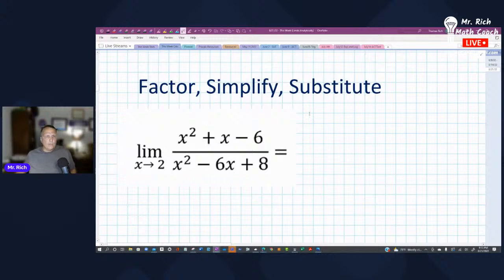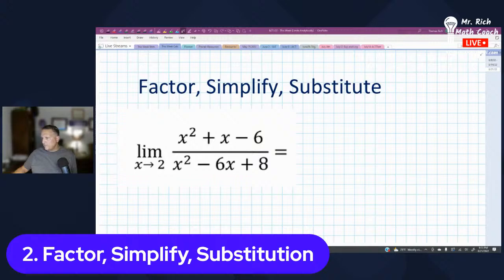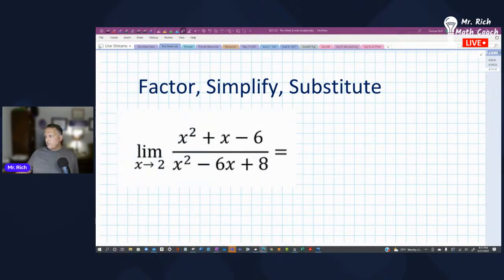Now we want to go to the next step: factor, simplify, and substitute. Because there are times when direct substitution is not going to work, and you'll see that here on this first example. But we always try to start with direct substitution. So let's try that and see what happens.